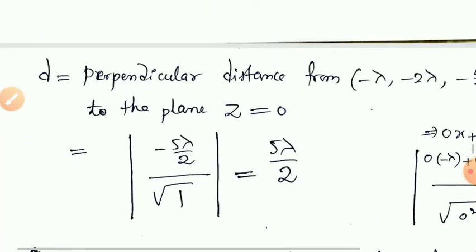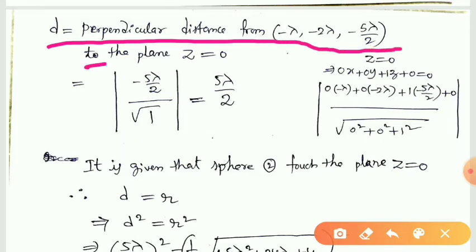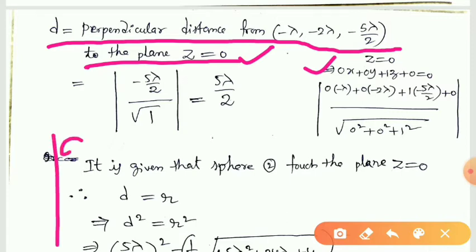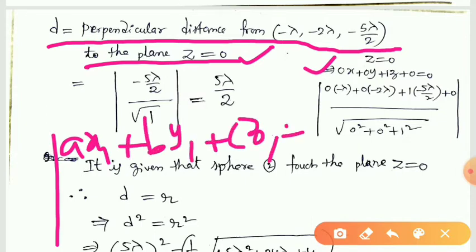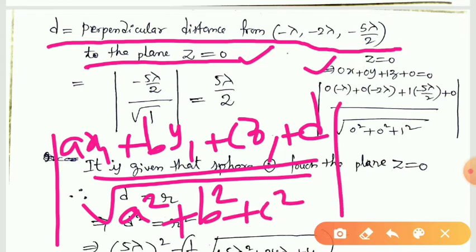So equal nothing but what is d? d is the perpendicular distance from the center of the sphere to the plane z = 0. Actually z = 0 can be written as 0x + 0y + 1z + 0 = 0. So we will apply the principle (ax1 + by1 + cz1 + d) by root a square plus b square plus c square. We apply this principle to find the perpendicular distance from a point to the plane.